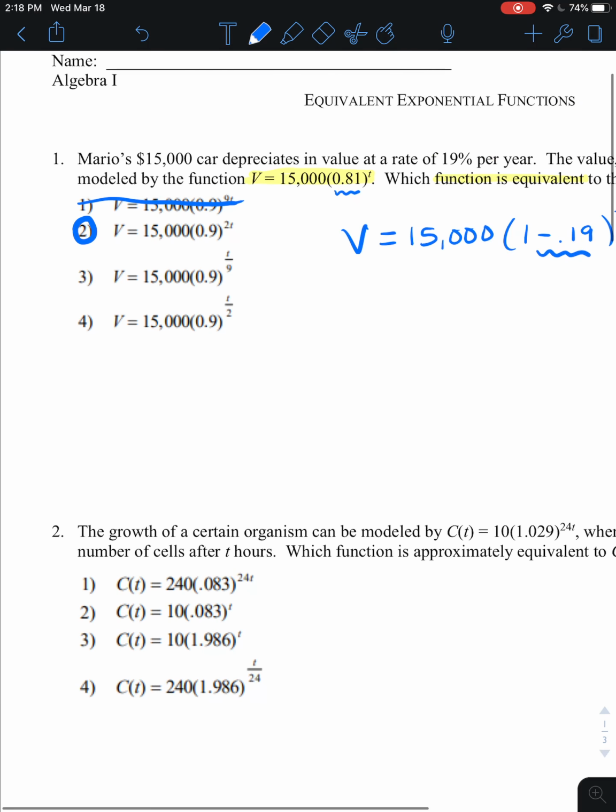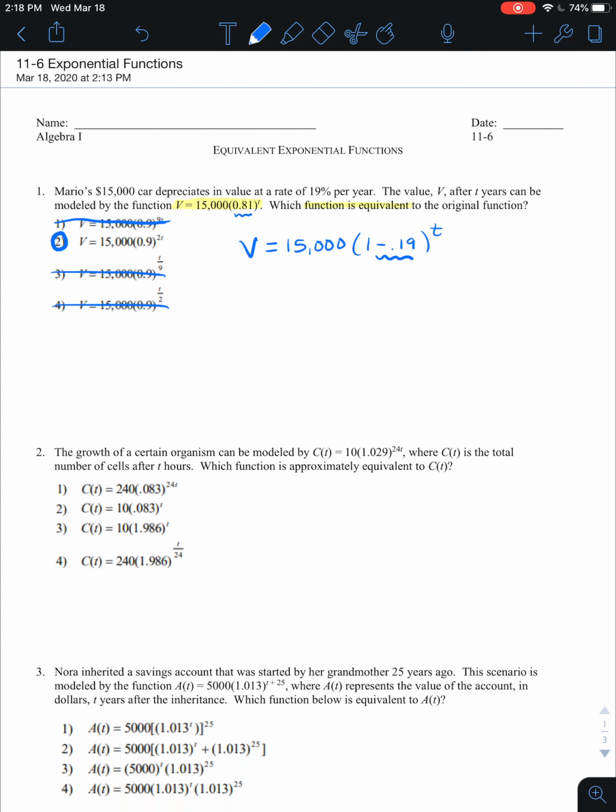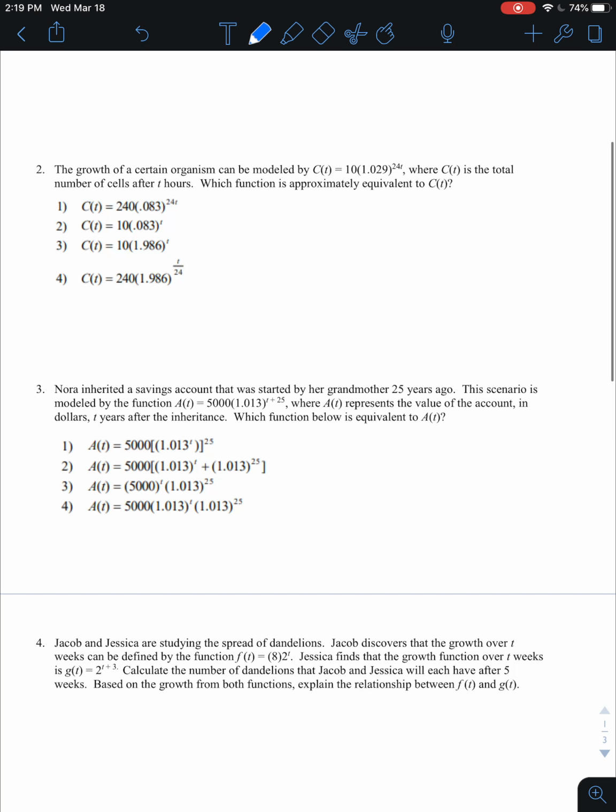If you typed in the other choices to your y2, you could also confirm that they are not equivalent equations, and that would be another way to double check your answer. So what you're doing today is just that. You're going to be typing in the original equation, and then using your four choices as your y2 to make the comparison: which of these choices is the same in terms of table and graph as the original equation.